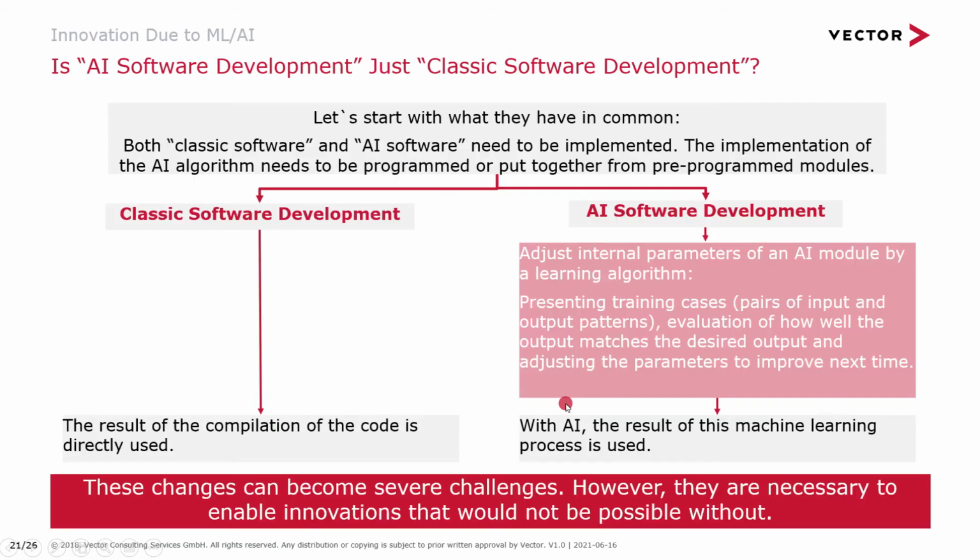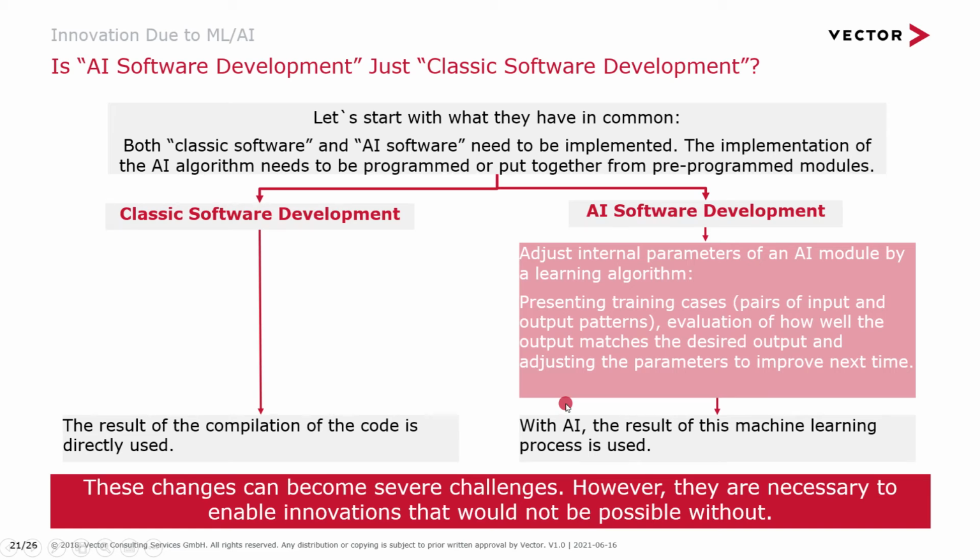So what is the difference between classic software development and AI software development? Let's start with what they have in common. Both need some kind of implementation. So also AI software does not fall from the tree. You need to program it, you need to put modules together, you need to make sure that this implementation of the code itself is correct. For classic software, if you have coded this, after compilation, you take the result of the compilation, and this is directly used.